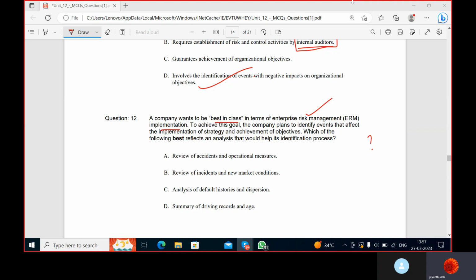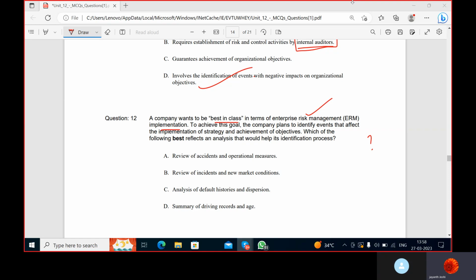Which of the following best reflects an analysis that would help in the identification process? Review of accidents and operational measures. See, event identification involves identifying potential events from internal or external sources affecting achievement of objectives, correct? Both the sources we have to see. It includes distinguishing between events that represent risk, those representing opportunities, and those that may be both. We have to see what gives us opportunity and what the risks associated with those opportunities are, correct? So a review of accidents may help the company identify risks and opportunities. However, review of operational measures would not aid the company in identifying these.